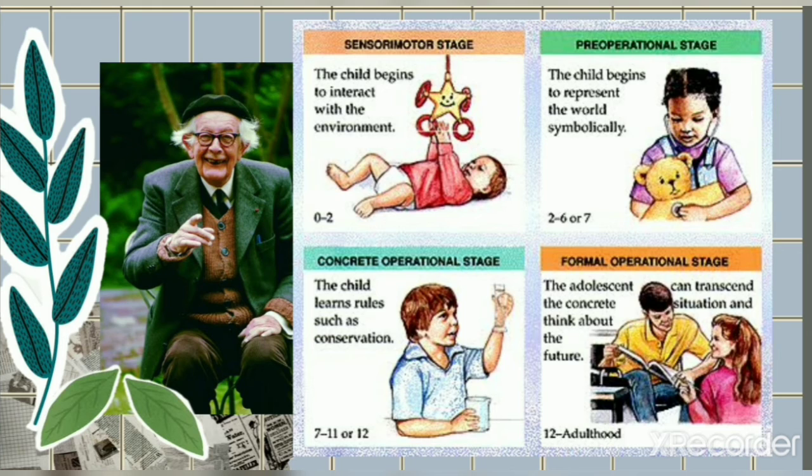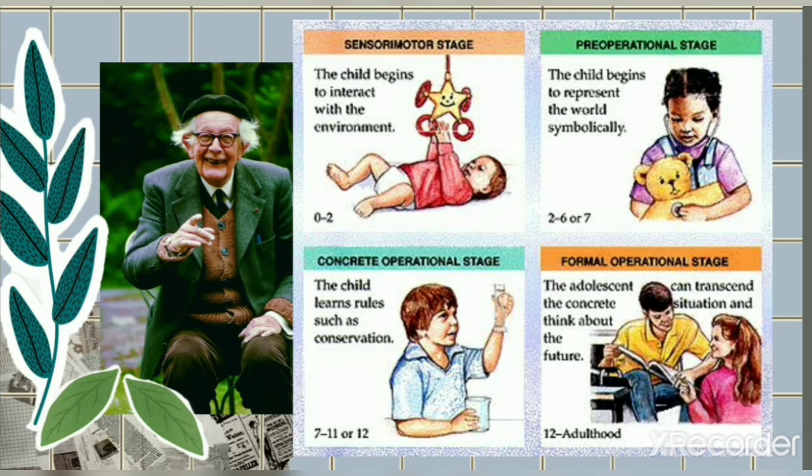The next stage is the pre-operational stage. The child begins to represent the world symbolically. So at this stage, kids learn through pretend play but still struggle with logic and taking the point of view of other people. They also often struggle with understanding the idea of constancy.